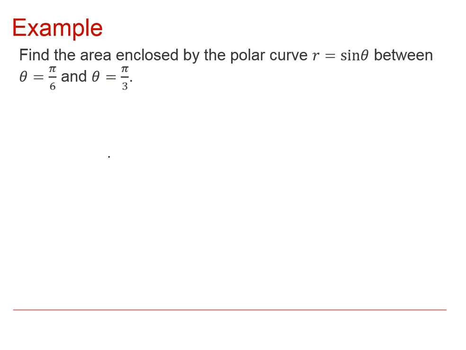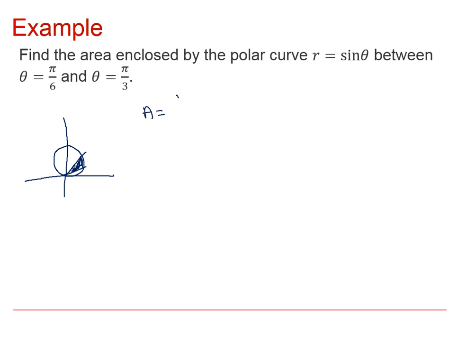So we're going to do an example now. We're going to find the area enclosed by the curve r equals sine theta between theta is pi over 6 and theta is pi over 3. What helps is to draw a quick sketch. Use a graphical calculator to work out what the sketch should look like. And we're going to be going between pi over 6 and pi over 3. So we're aiming to find the area of this sector here.